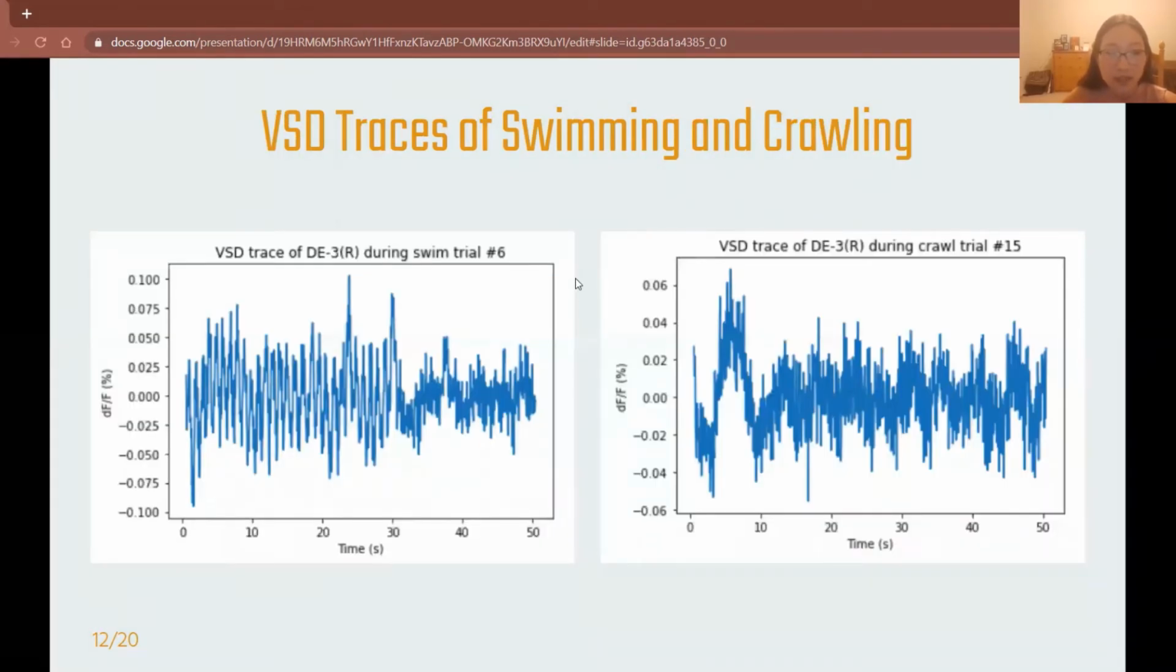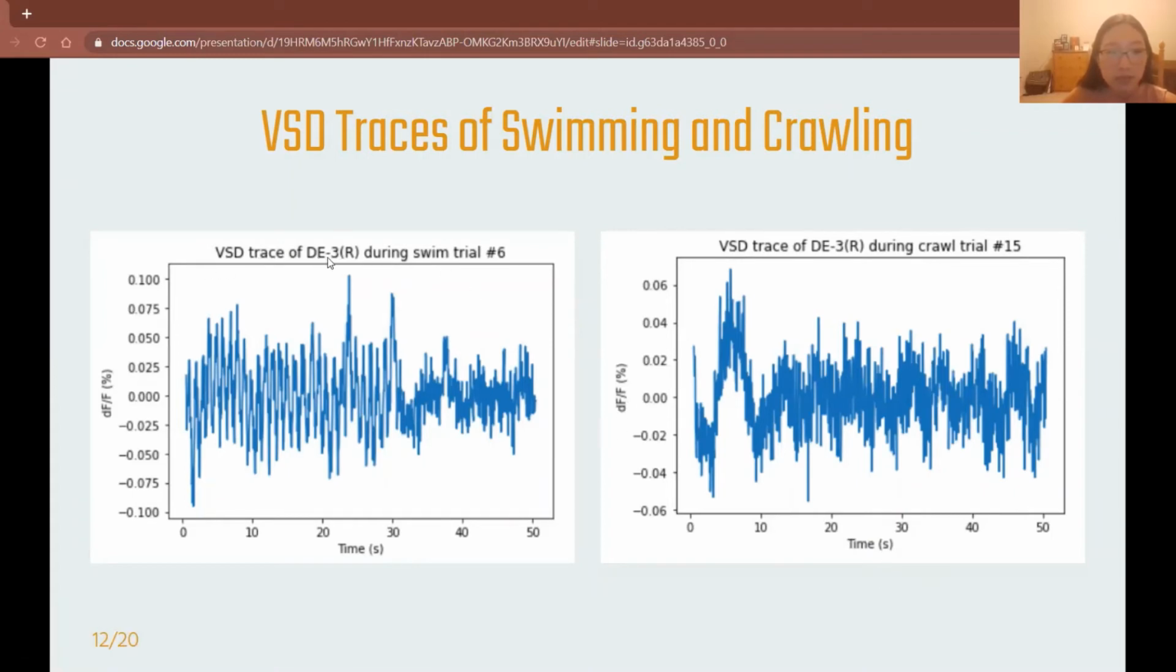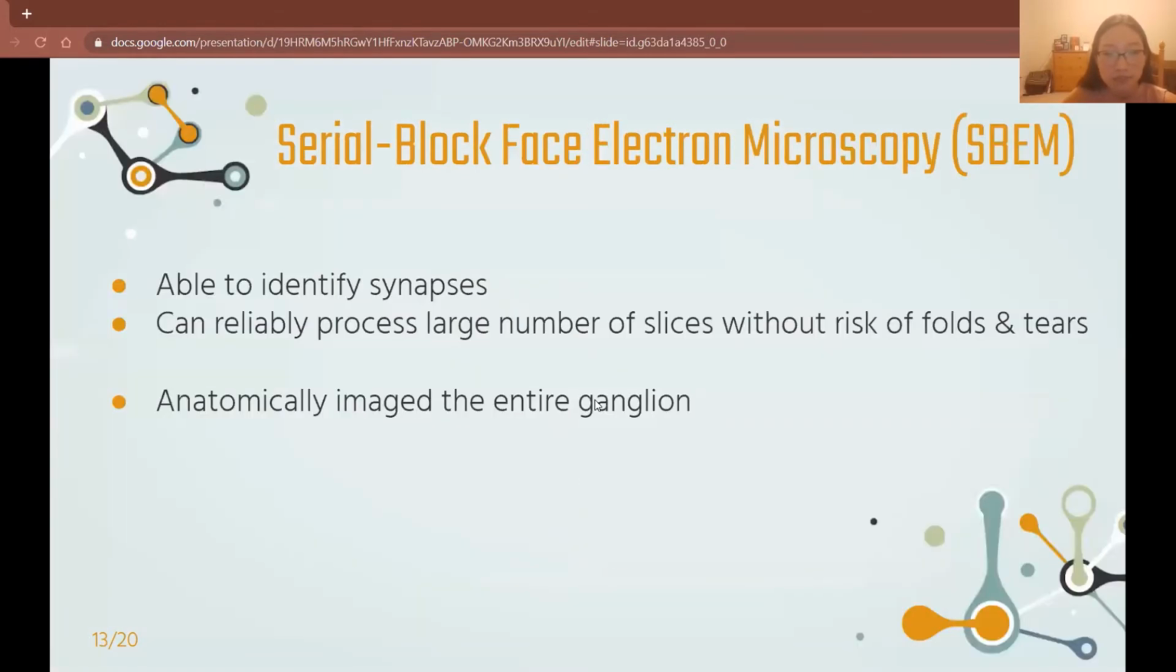So here we have 2 examples of a trace or output signals of a neuron using VSD. And this is measured through change of fluorescence over time. So on the left, we have the VSD trace of DE3R during swimming, and on the right, it's during crawling. And as you can see, these traces are visibly different. This tells us that the cell is operating differently during swimming versus other behaviors such as crawling.